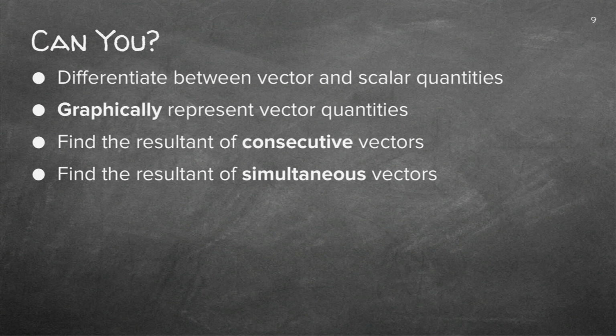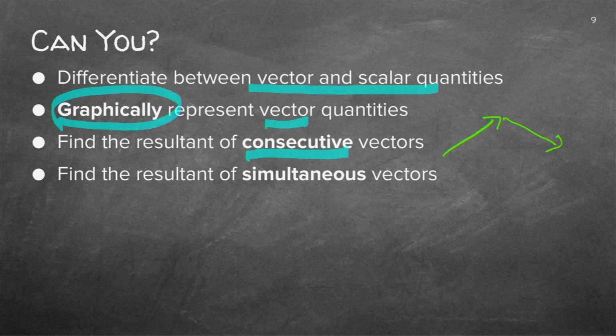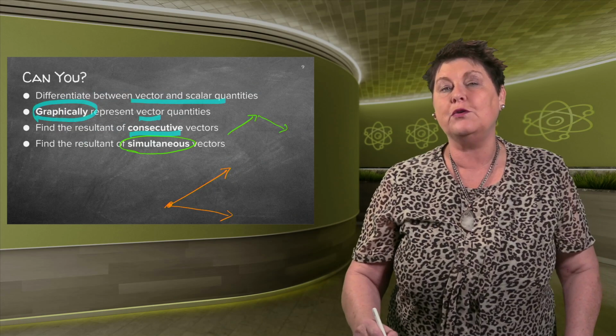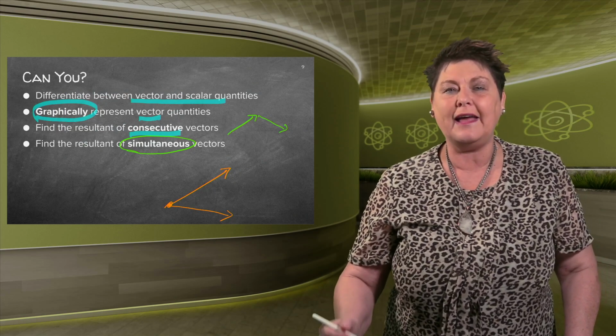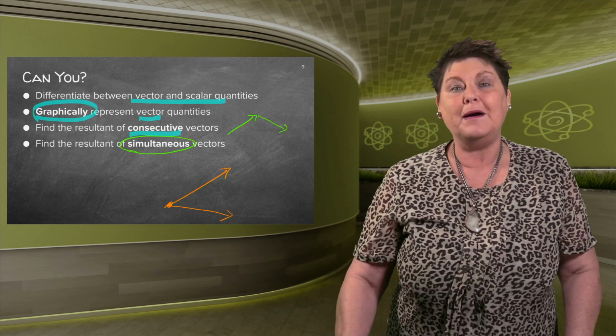Right, what did we do? We firstly differentiated between vectors and scalars. We graphically represented the vectors as either consecutive, remember, they followed on each other, the one followed when the other one was finished, or simultaneous. And what did we do with simultaneous? That was pulling that way, and this one is pulling this way at the same time. In the next lesson, we'll show you how to work out and calculate the resultant.